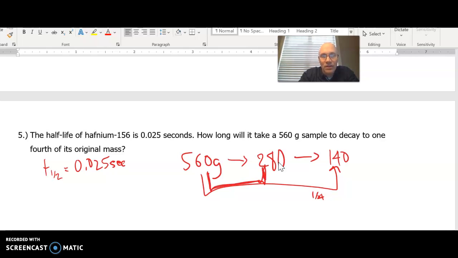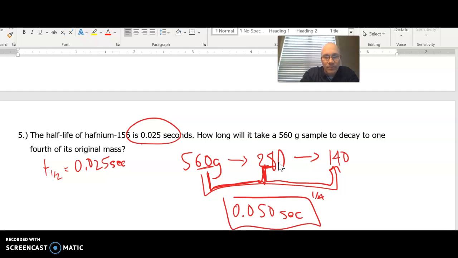Notice that that's the amount of time that it takes its mass to get cut in half. And then another half-life there. So that would be 2 of those half-lives, so it's just double that amount. All right, so that would be 0.050 seconds.